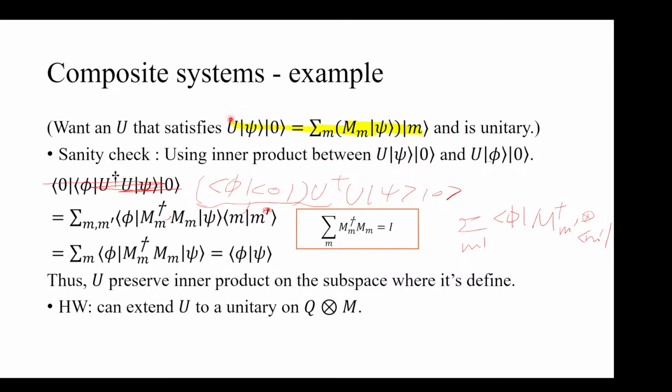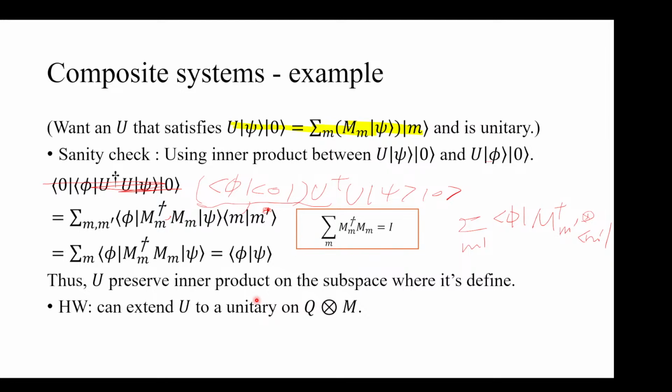Okay, and then it's a homework problem, or not sure, we might or might not put this in homework, but this is some homework problem you can do, and you can show that if U preserves inner product on this space, then, so this is actually a subspace of your Q tensor M, and if U preserves inner product on some subspace, then you can always extend this U to a full unitary on the whole space.